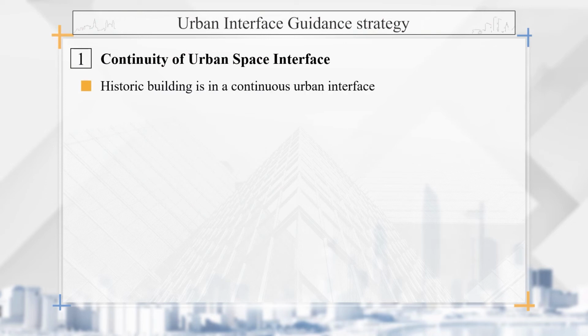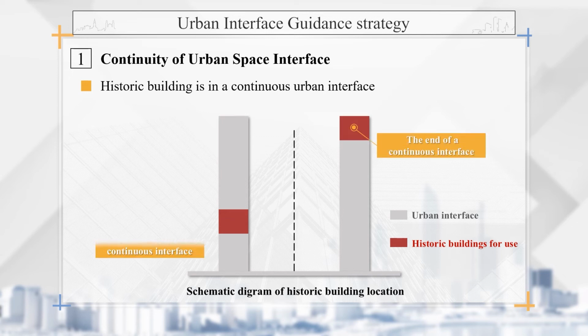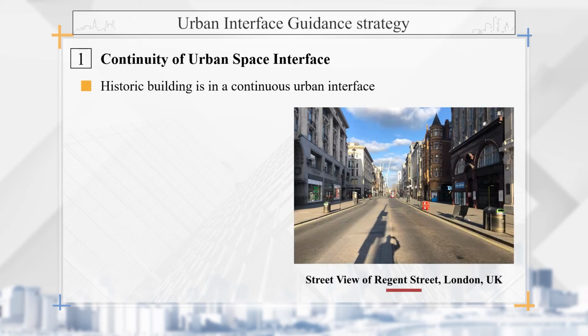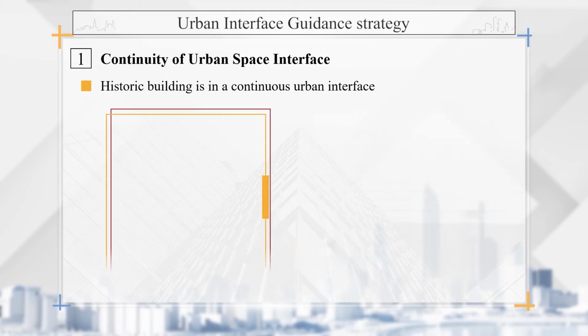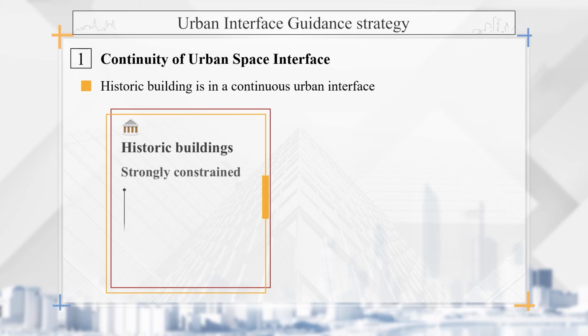When a historical building is in a continuous urban interface, the surrounding urban interface usually shows unidentifiable homogeneity, mainly because the neighborhood buildings around historical buildings are mostly products of the same period, showing relatively uniform interface features such as similar construction mode, material tone, rhythm of the facade, composition, and decorative style, etc. In this case, the historical building will be strongly constrained by the surrounding urban interface.